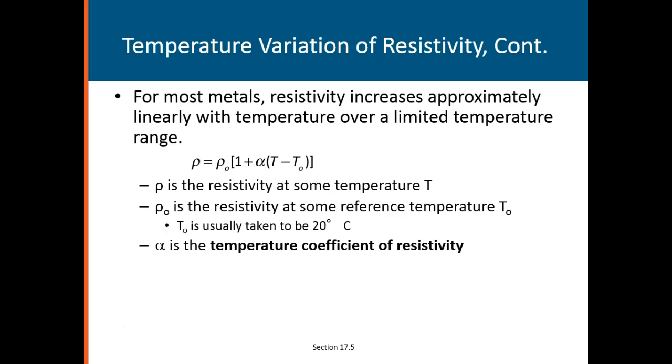Okay? For most metals, the resistivity increases approximately linearly with the temperature over a limited temperature range. And this is the formula for this. This is resistivity now. And that would be your base resistivity, at some reference temperature T0, usually taken to be 20 degrees Celsius. Someone tell me what 20 degrees Celsius is, approximately.